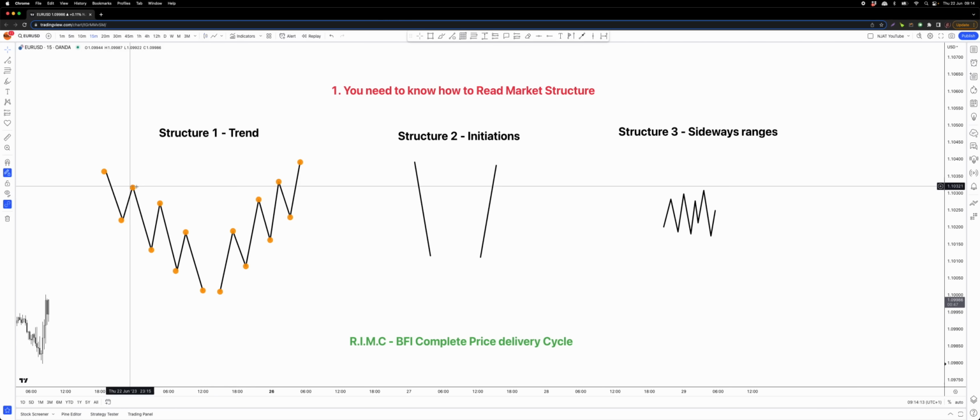The market has three main structures. We have trending structure, ranging structure, and initiation structure. I'm going to cover all three, how to use them and how to understand them. And then I'm going to show you how to build setups based on those structures in the market.